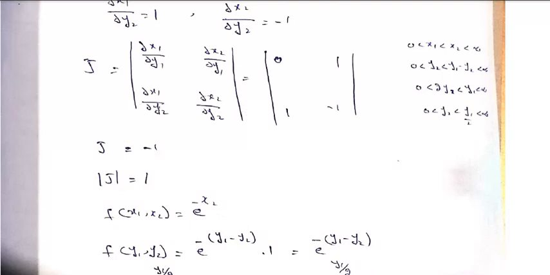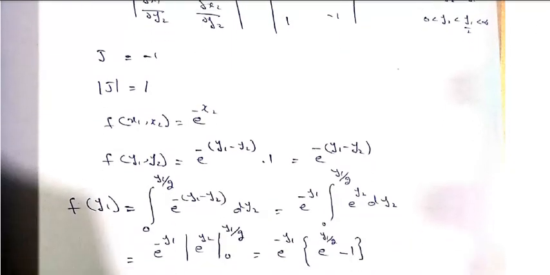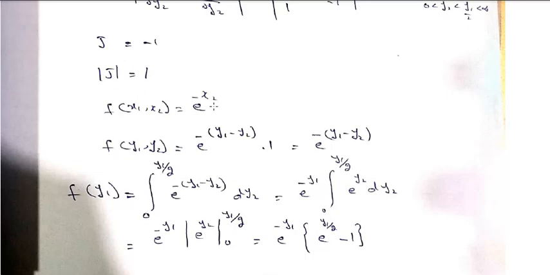The value of the Jacobian is found by taking the determinant of 0, 1, 1 and minus 1. The determinant of the Jacobian is minus 1, and we take its absolute value 1. In the original function I put the values of x1 and x2. The value of x2 is y1 minus y2, and multiplying by the Jacobian, 1, the function of y1 and y2 is e raised to minus y1.